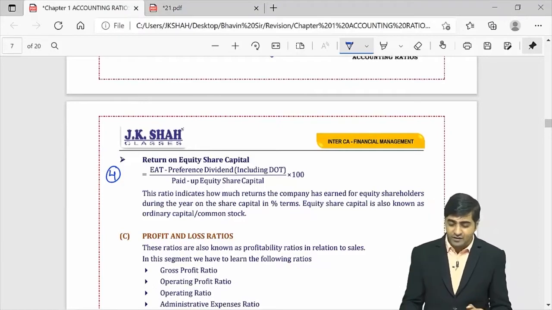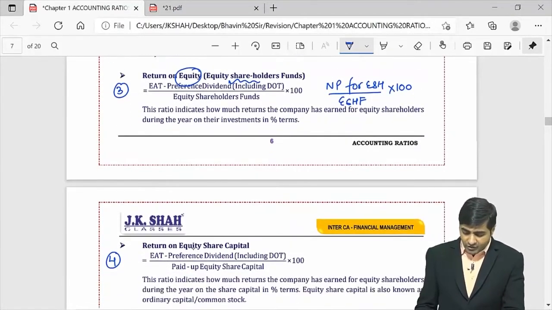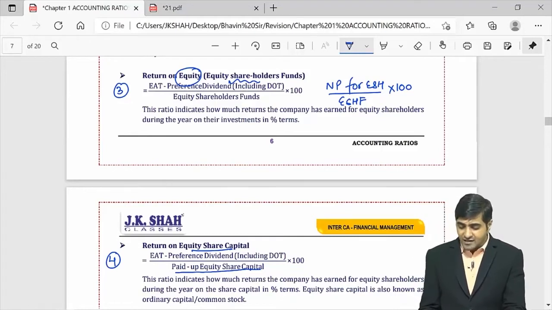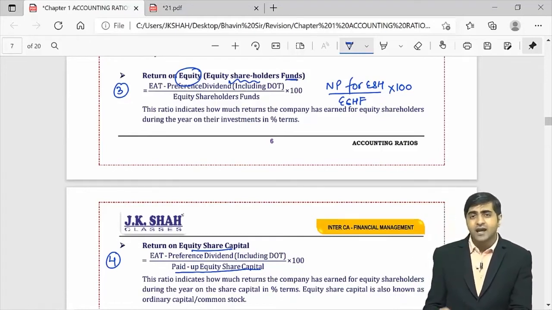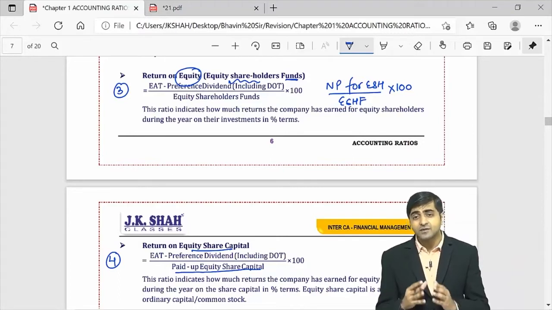So the difference between this particular return ratio, return on equity, and the return on equity share capital is, here we are just going to divide by the capital amount only, whereas here the word funds is used, and whenever the word funds is used, are we going to consider reserves and surplus also in that?